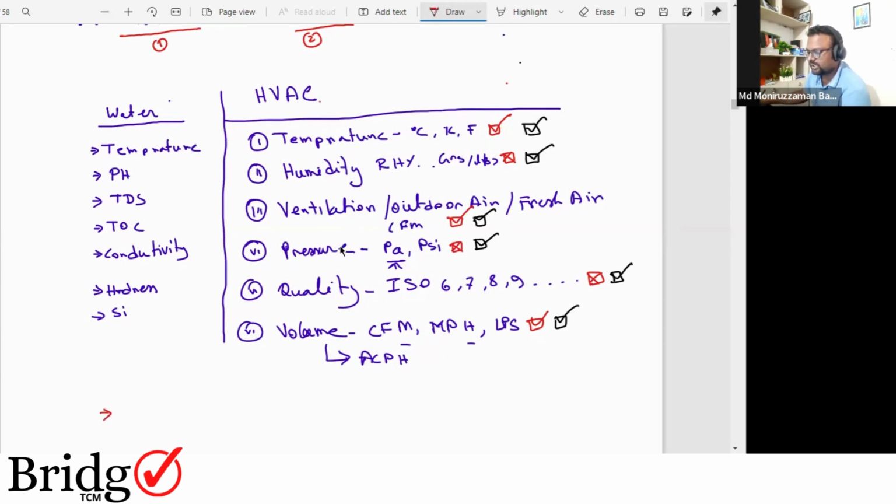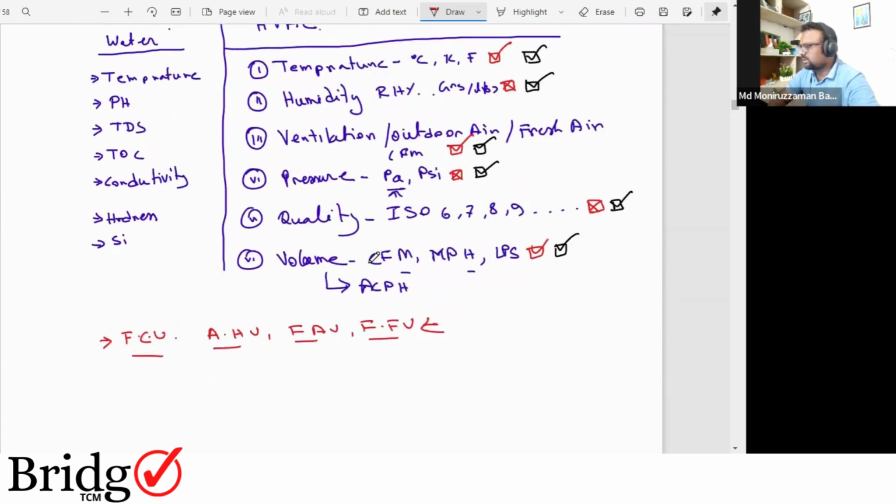Then we will carry on with the fan coil unit. What is a fan coil unit? And air handling unit. What is an air handling unit? We are also going to talk about the fresh air unit and fan filter unit. So every term has to be cleared out even before you start learning the design stuff. So let's proceed forward with the FCU.